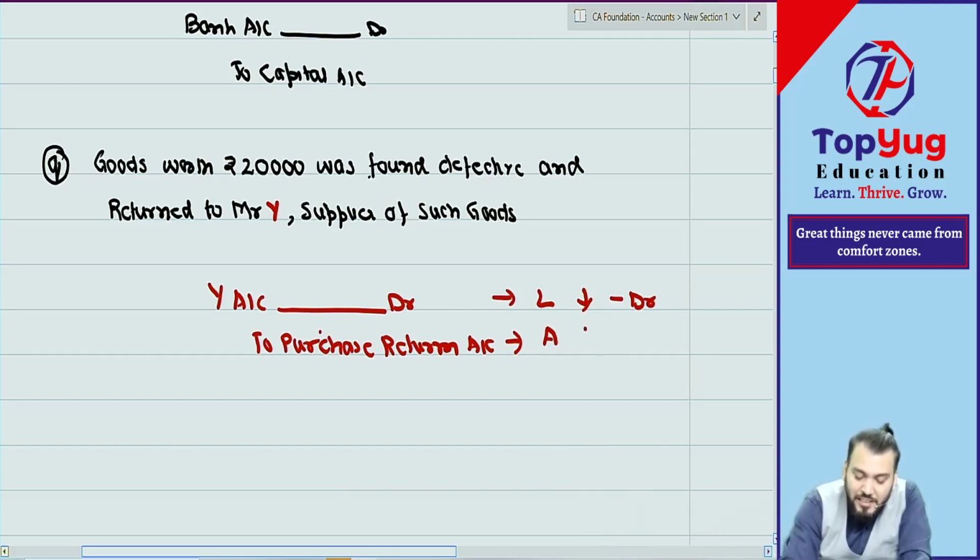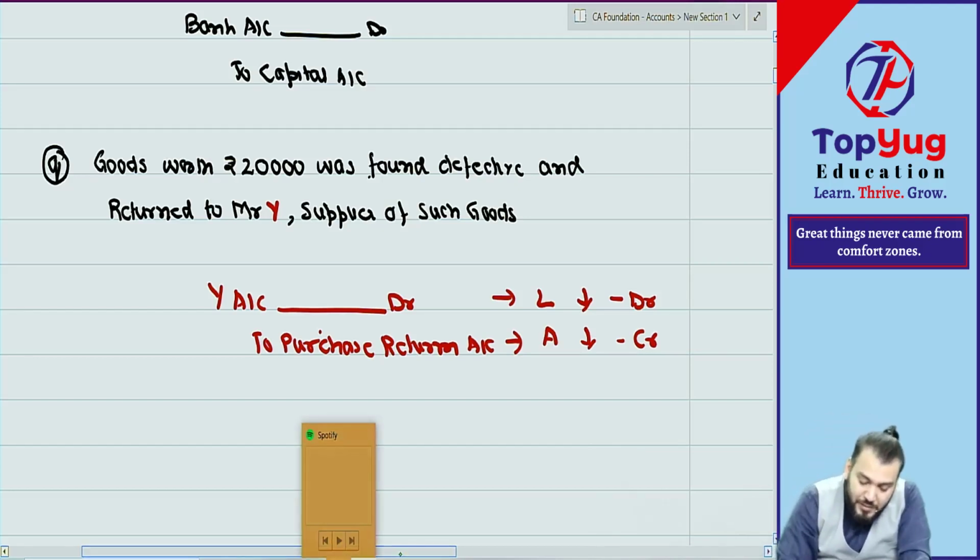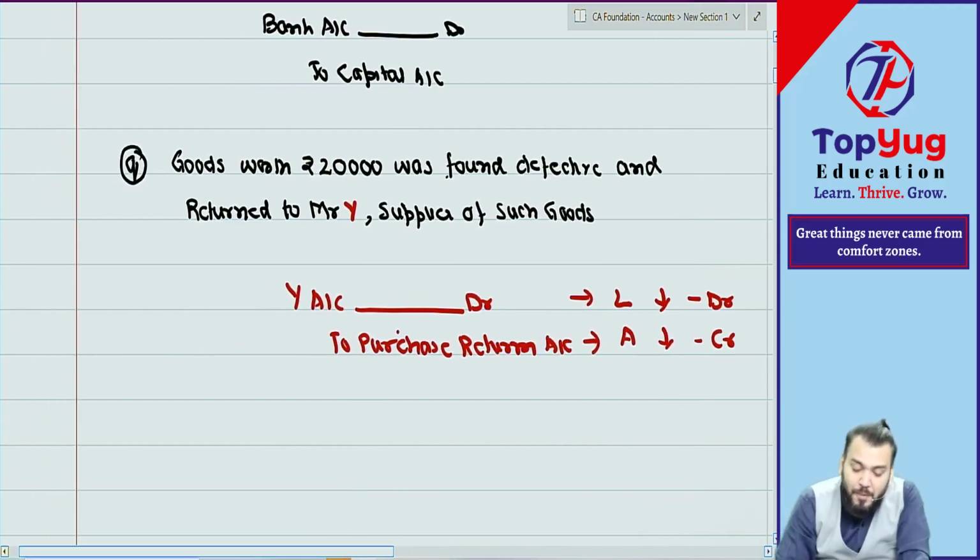Asset. Very good. Decrease in asset will be what? Credited. So purchase account is also an asset. Purchase account represents an increase in asset. Purchase return account represents a decrease in asset. Understood? Correct.